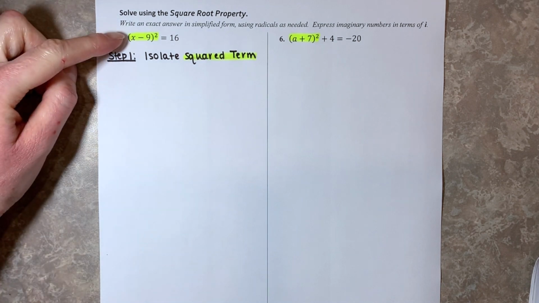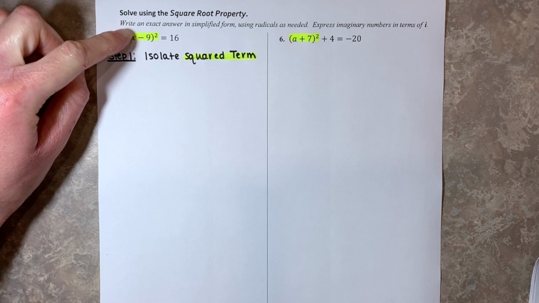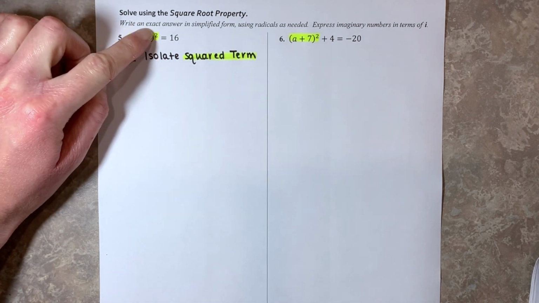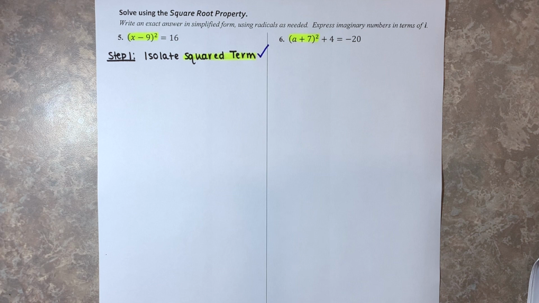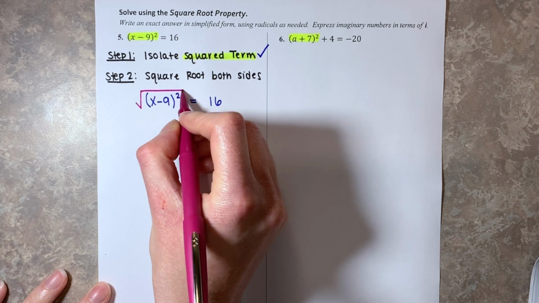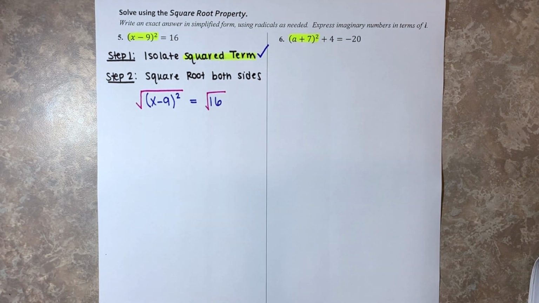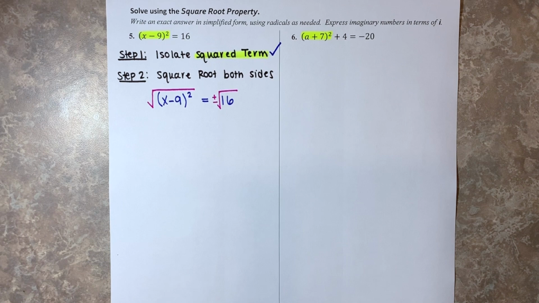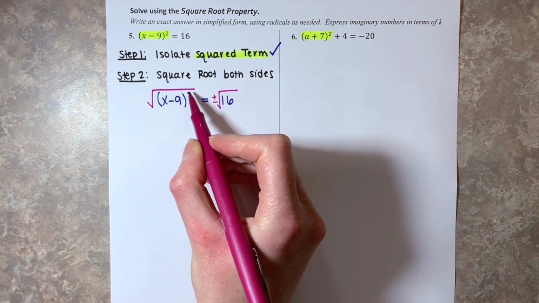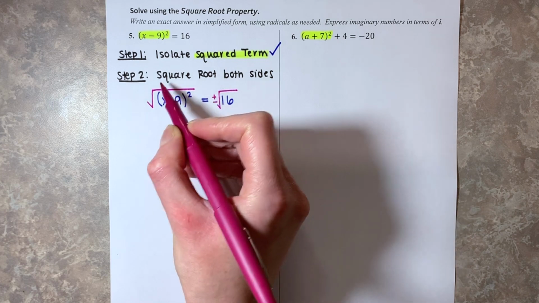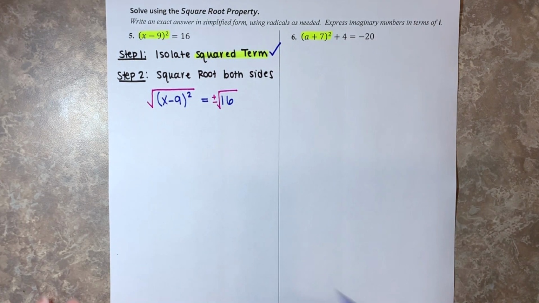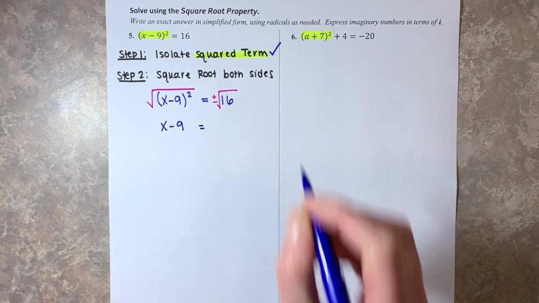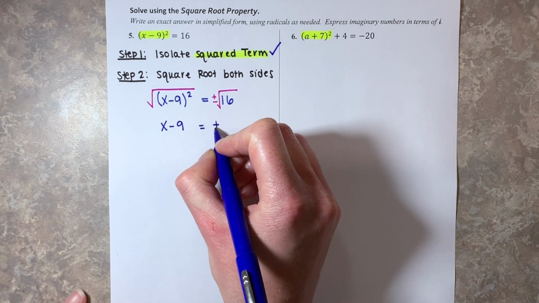So for problem number 5, the squared term is already isolated. There's nothing outside of this squared term on the left side. So I'm just going to put a check mark next to step number 1. Step number 2 of the square root property is to take the square root of both sides. So if we start with the original given problem, let's take the square root of the left and the square root of the right side. And of course, we do not want to forget the plus or minus. Now, we know that the square root cancels the square. They're inverse operations, so the radical cancels the square exponent, and we're just left with x minus 9. And then the square root of 16 is 4, so we're left with plus or minus 4.